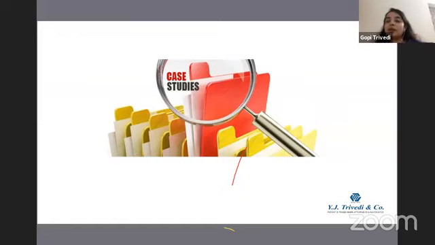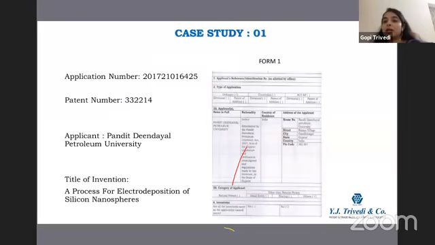So thankfully my filing is also done. I have a lot of clarity over the nuances of the patent. Now I really want to see some case studies, and I'm very glad to pick up a case study of Pandit Deendayal Petroleum University, that is PDPU, which we worked on recently. A patent application was filed in 2017, as you can see from its application number.